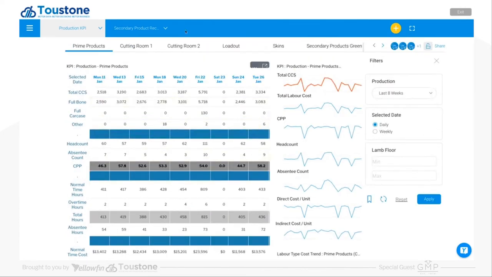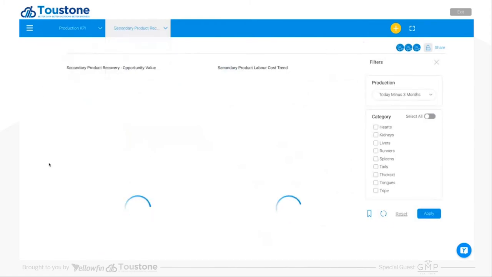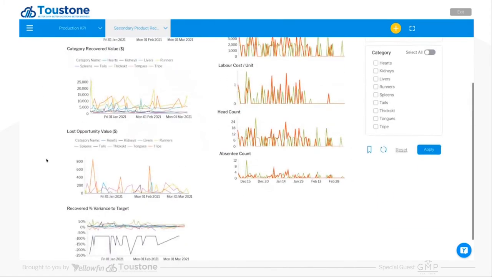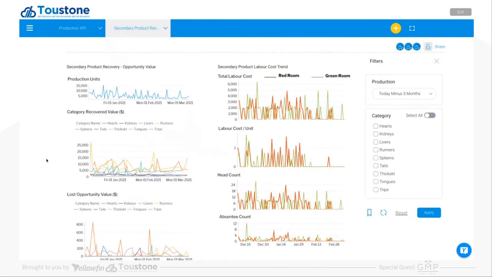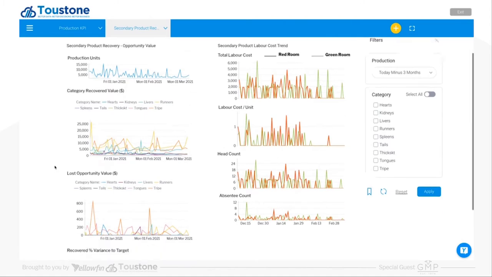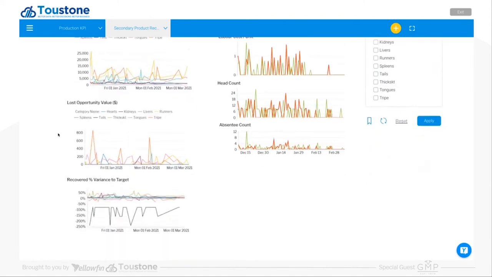And another quick example of the sorts of things that we can start to look at for the business, we'll mention secondary product production. So that's all of the, in the industry, the non-meat products, I guess. So things like offal, livers, hearts, kidneys, and so on. And a key thing is understanding, are we harvesting, for want of a better word, to the maximum opportunity that we have available to us? And where we're not harvesting, that constitutes a lost opportunity. So we can start to say, what's our lost opportunity? Are we missing out on revenue from our secondary products?